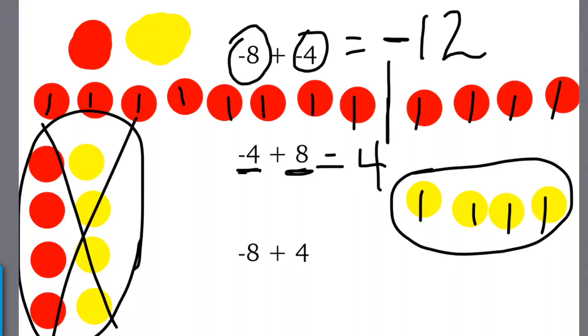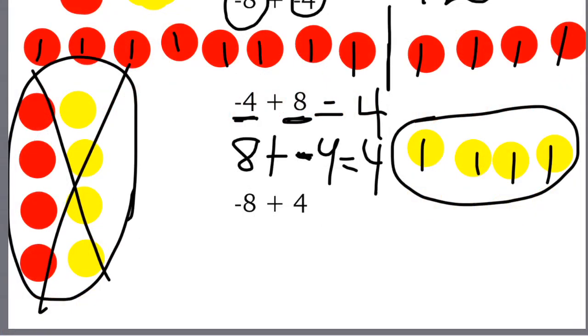We are going to pause the video and try the next problem. Be careful. Even though this looks like the same problem, this is not 8 plus -4, which would also have a solution of 4. This is -8 plus 4. It is not the same problem. It is a different problem, and it has a different solution. Please pause the video and try the next problem on your desk.